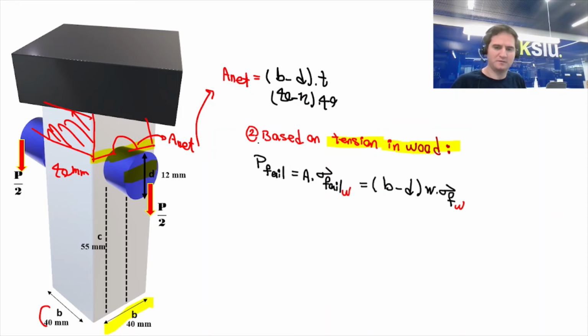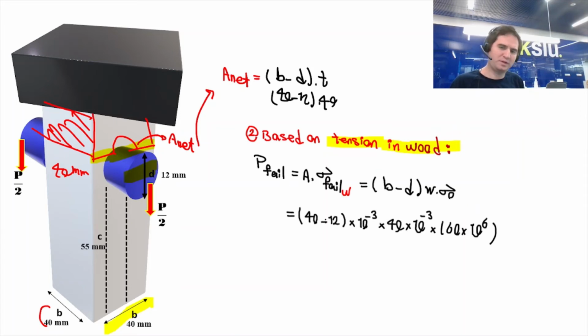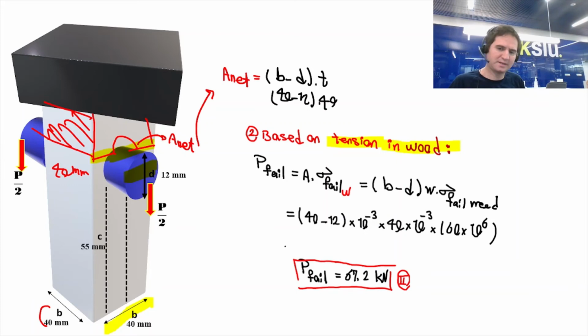So that's 40 minus 12 millimeters times again 40, the thickness of the plate, times 10 to the negative 3, times the sigma failure for wood. If you do the calculation, it gives the second possibility for P failure, which is 67.2 kilonewtons. Let's see what else we have.